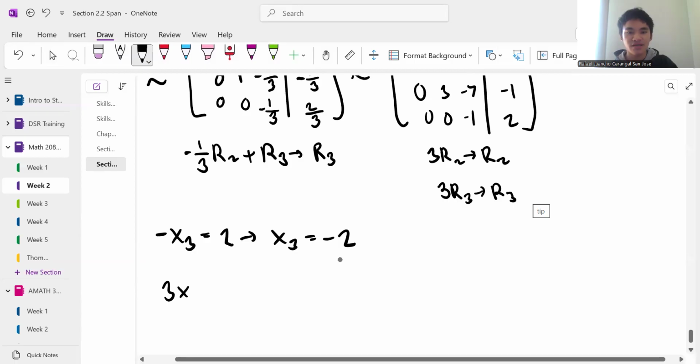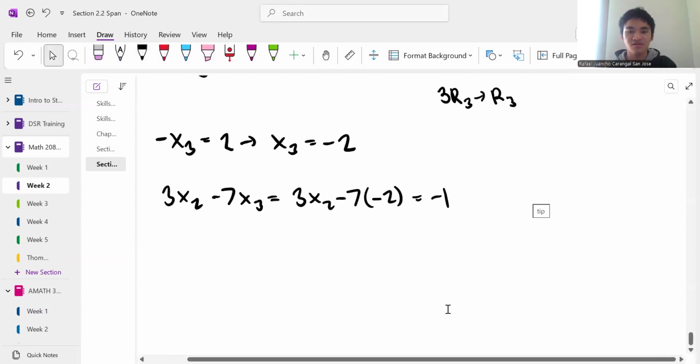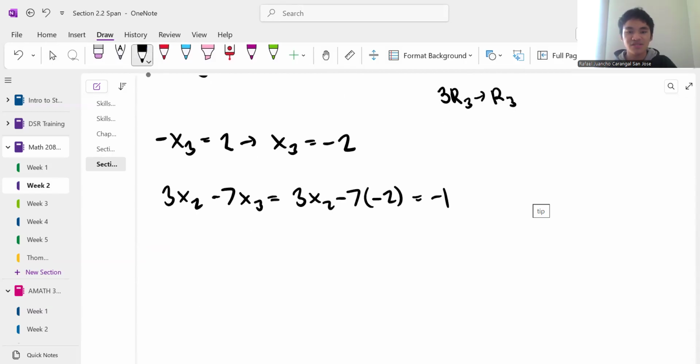And then we have 3x sub 2 minus 7x sub 3, which is the same as 3x sub 2 minus 7 times negative 2, is negative 1. This becomes 14, minus 14. Add the 14 to the other side. 1 minus 14 is negative 13. Divided by 3. So x sub 2 is negative 13 over 3.